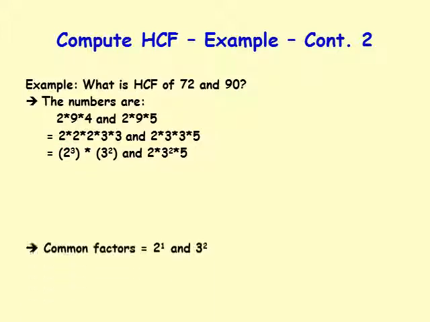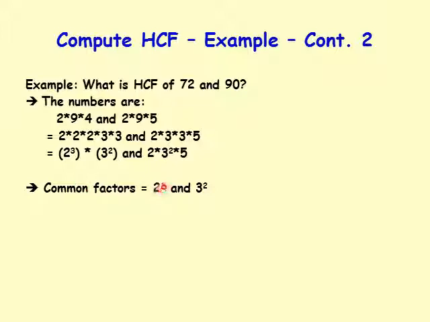Okay, let's continue. The common factor is 2 to the power 1 and 3 to the power 2, which is 2 times 9. That means the HCF is 2 times 9, which is 18. We already knew that, but now we have used the prime factors in case you desire. Let us continue from here.